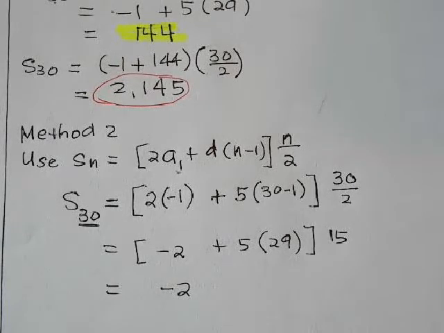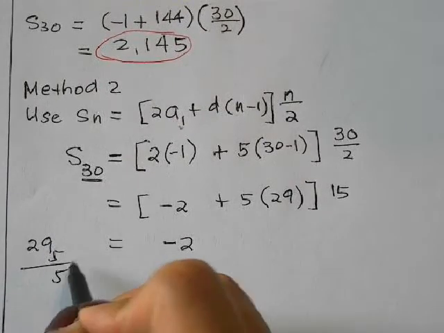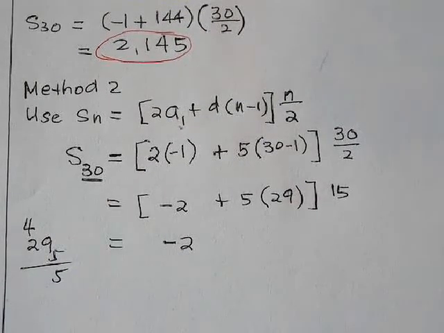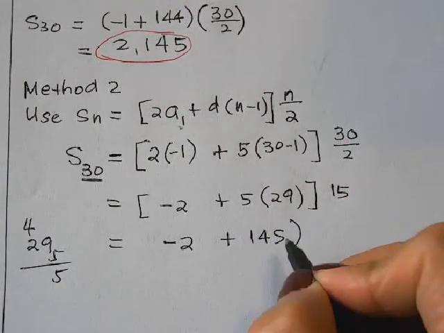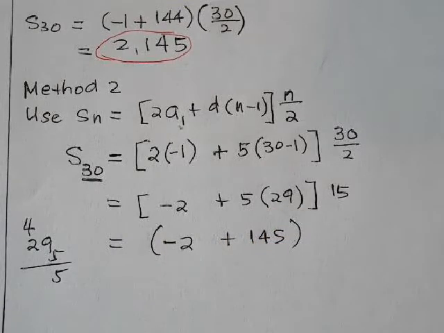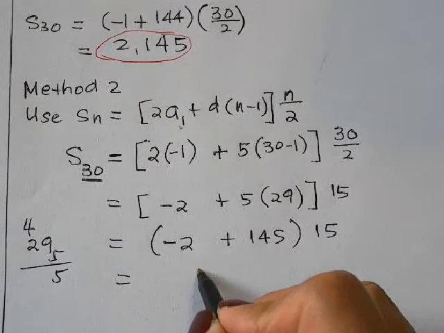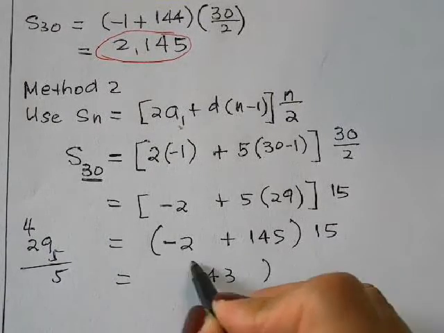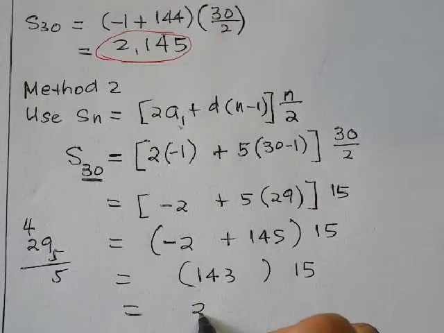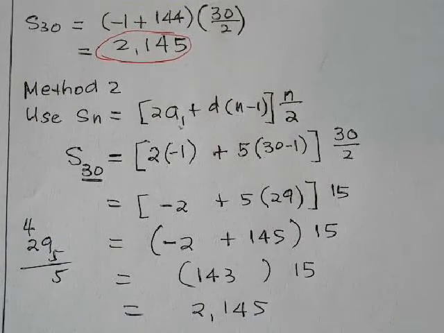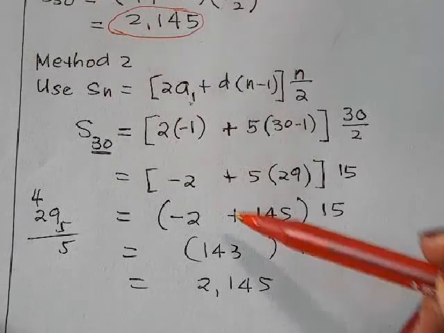So that will be negative 2 plus 29 times 5. Let's multiply that. 29 times 5 is 145. We don't need the bracket, we just use the parentheses times 15. So that will give you 143 times 15, and you will also get 2,145. Here you will also get the same answer as before.